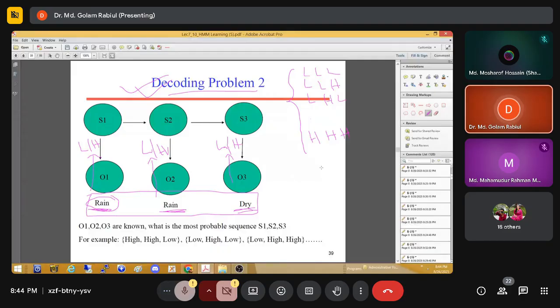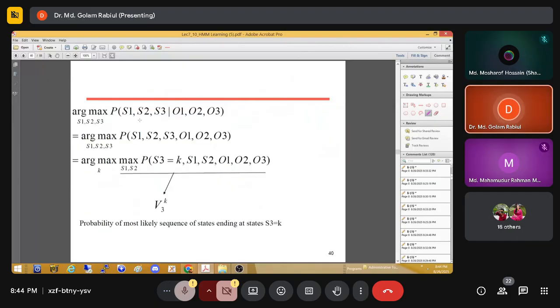But which one is most likely? That means which of the sequences has the highest probability, the highest probable sequence? We want to find that out utilizing our Viterbi algorithm. Then what actually do we want to do? We want to find out the probability of these three states. State 1 can be anything, low or high. State 2 can be low or high. State 3 can be low or high, given just the observations. So actually, we want to find out this probability.